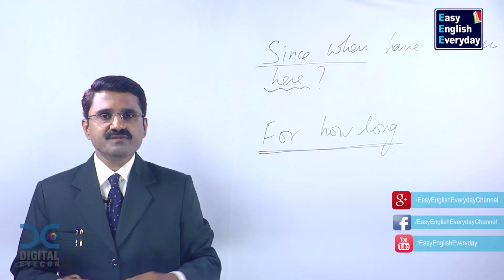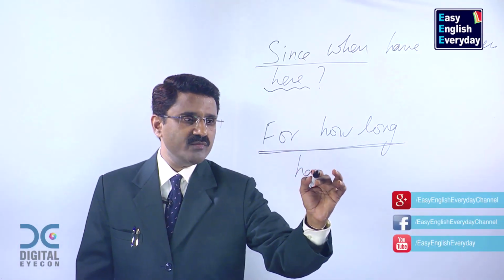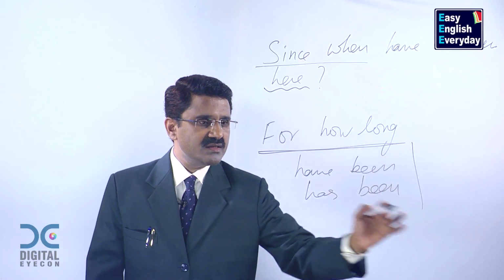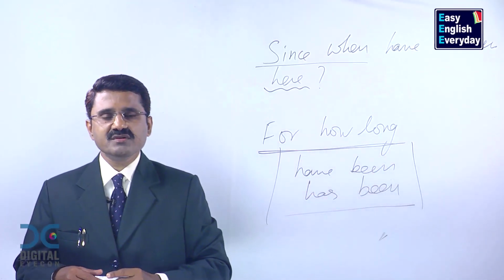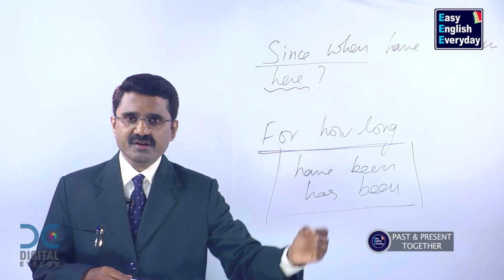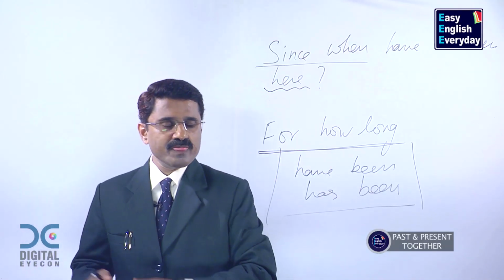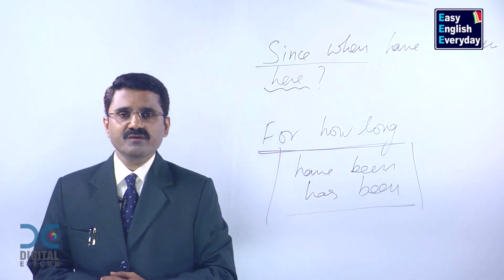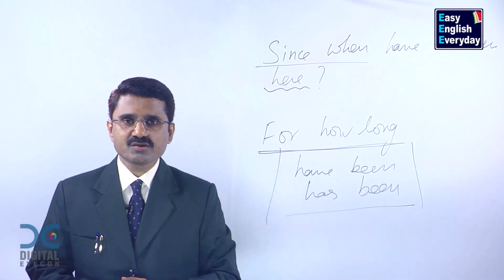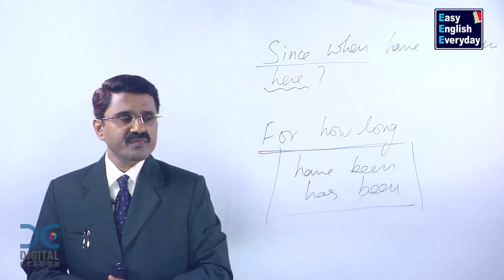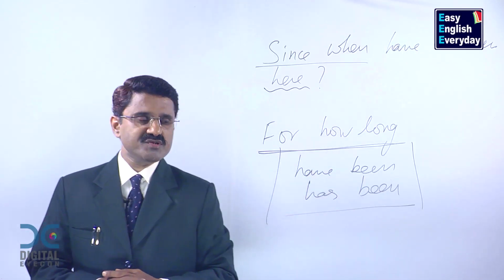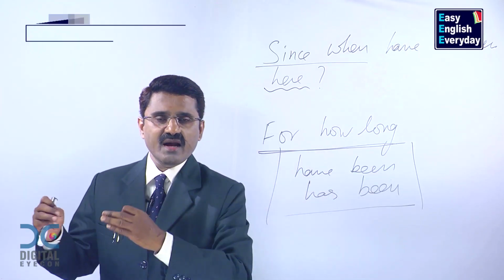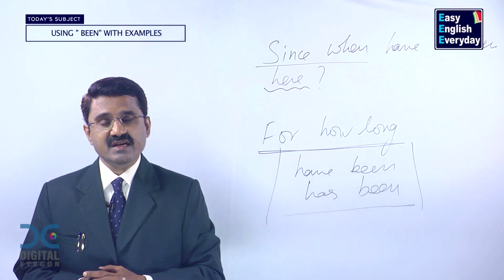So fine, in this video we have learnt about have been and has been. All that you need to remember is these two forms are used to talk about past and present together at a time. In all our videos, we have been trying to share the knowledge of English language with you in the simplest way. In all our videos, we have been teaching you communicative expressions. It has been our sincere effort to make learning English as simple as possible, as easy as possible.